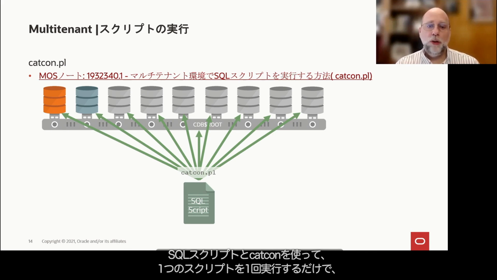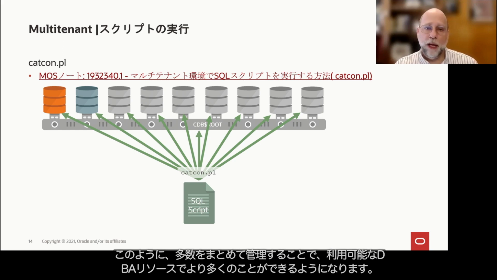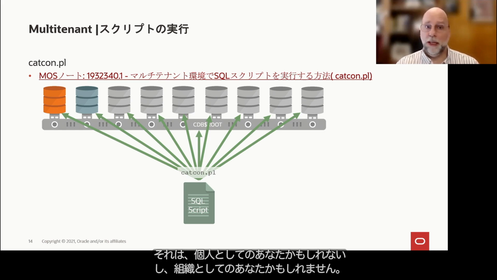Well, you could do that with a SQL script in catcon and run that one script just once to get the results for all 8 of your pluggable databases in this case. So again, that manage many as one allows you to do so much more with your DBA resources that you have available. That may be you as an individual, or it may be you as an organization.